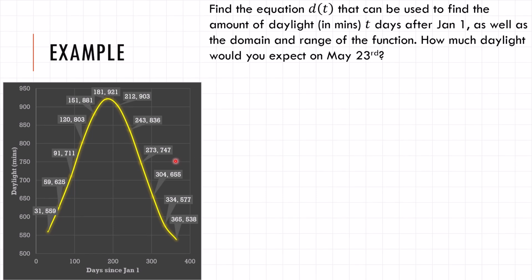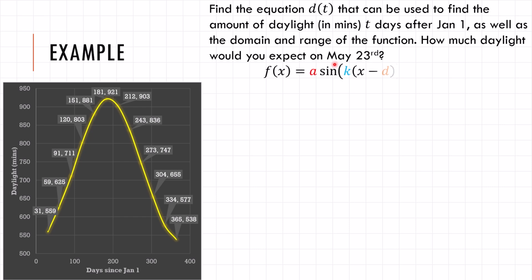In this example, we're using that graph here for the number of hours of daylight, and we're going to use this graph to find the number of minutes of daylight, that's d of t, where t is the number of days since January 1st. We're also going to look for the domain and the range of this function. And once we have that equation, we're going to try and answer the question, how much daylight would you expect on May 23rd? And so I'll invite you right now to pause the video and see if you can answer these questions.